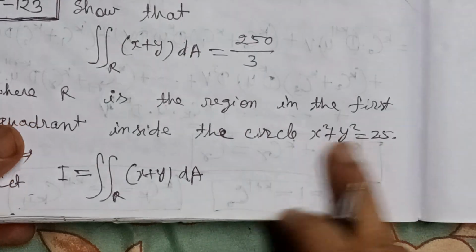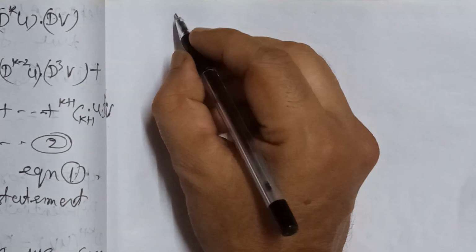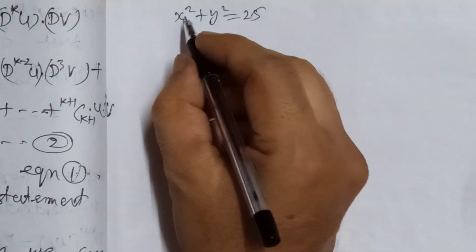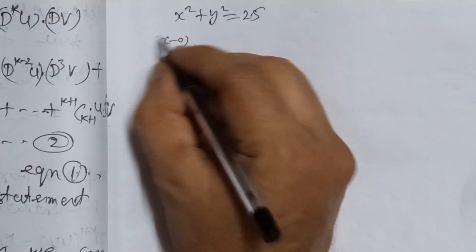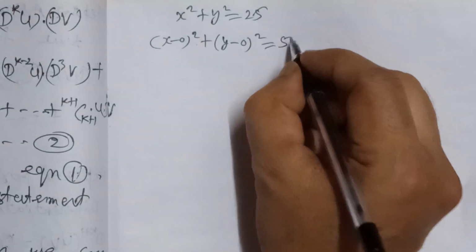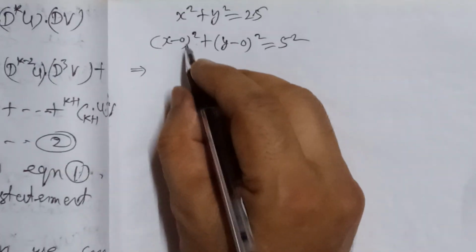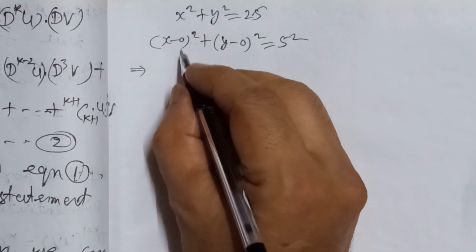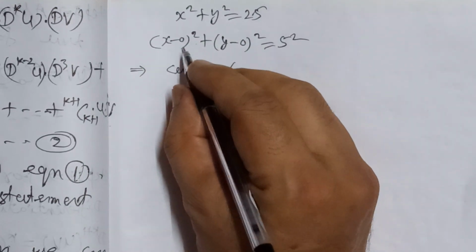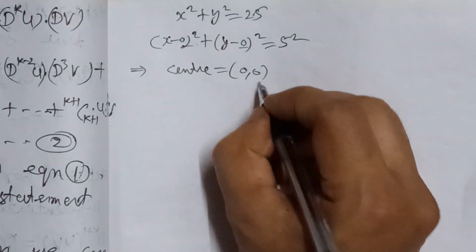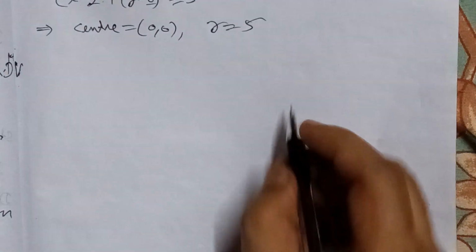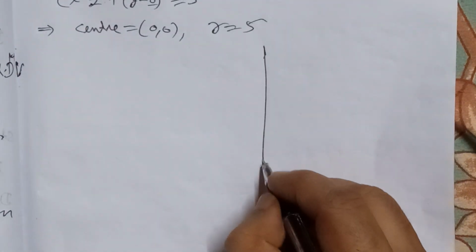First we should draw this circle. Here x square plus y square is equal to 25. We can write it as (x minus 0) whole square plus (y minus 0) whole square is equal to 5 square. This equation denotes that the center of the circle is the origin (0, 0) and the radius of the circle is 5. We can draw it in the xy plane.